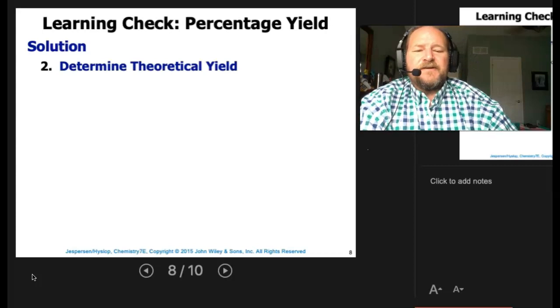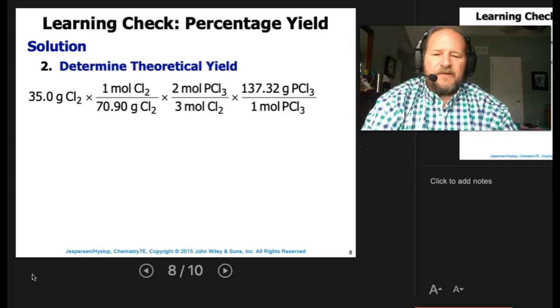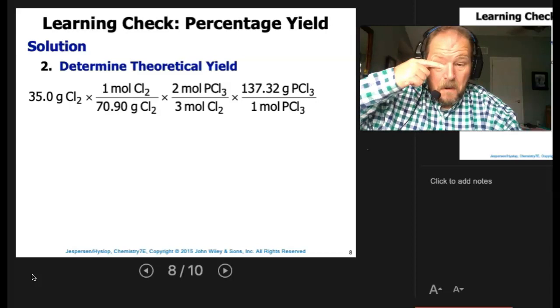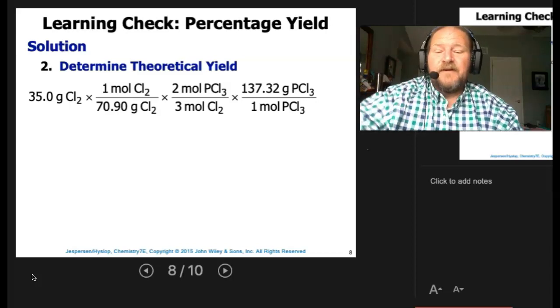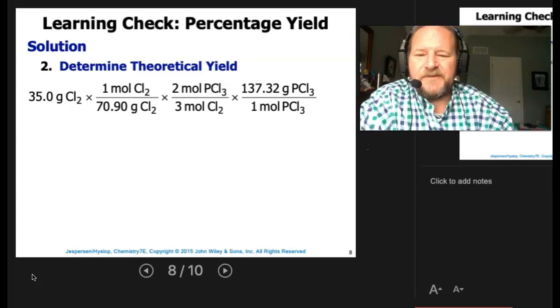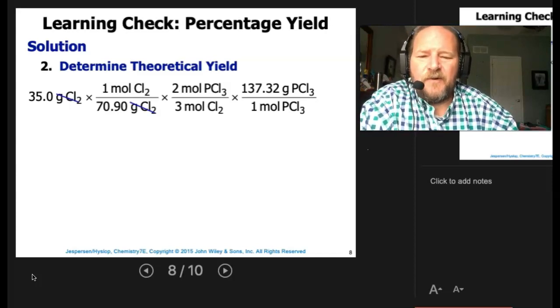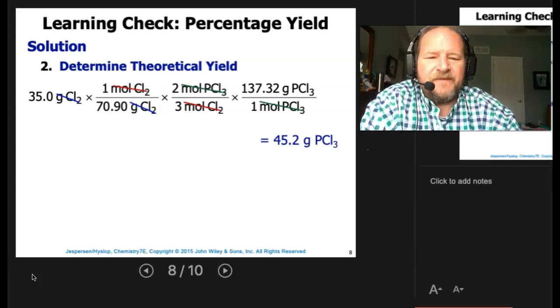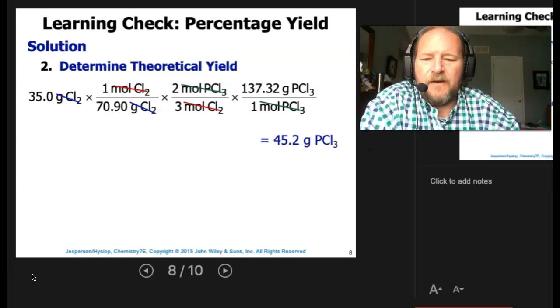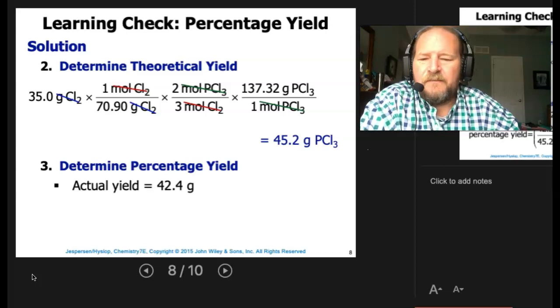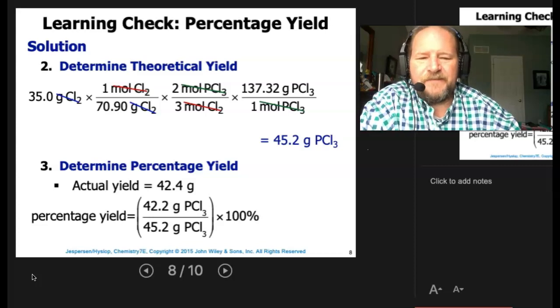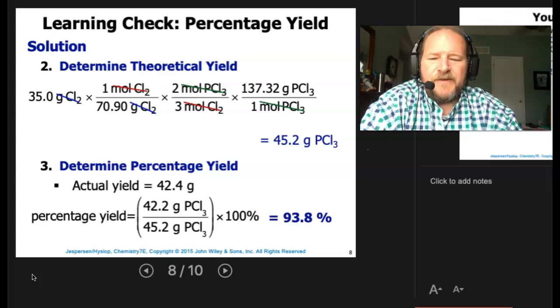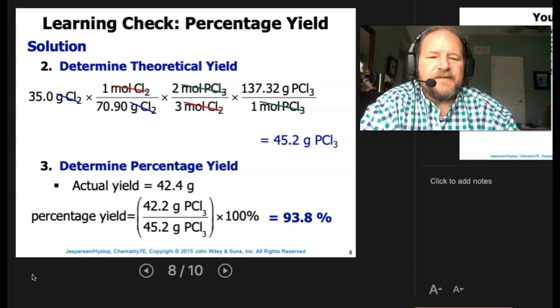All right. So to determine the theoretical yield then, we'll start off with chlorine as the reagent. We'll go to 1 mole of chlorine. We know that from the balanced equation, it's going to be 2 to 3. And then we're going to multiply that by the mass of the PCl3, which means we should make 45.2 grams. Now I want to determine the percent yield by looking at our actual yield as 42.4, and then our theoretical yield was 45. When we run that through, we get 93.8%. So our percent yield then was 93.8.